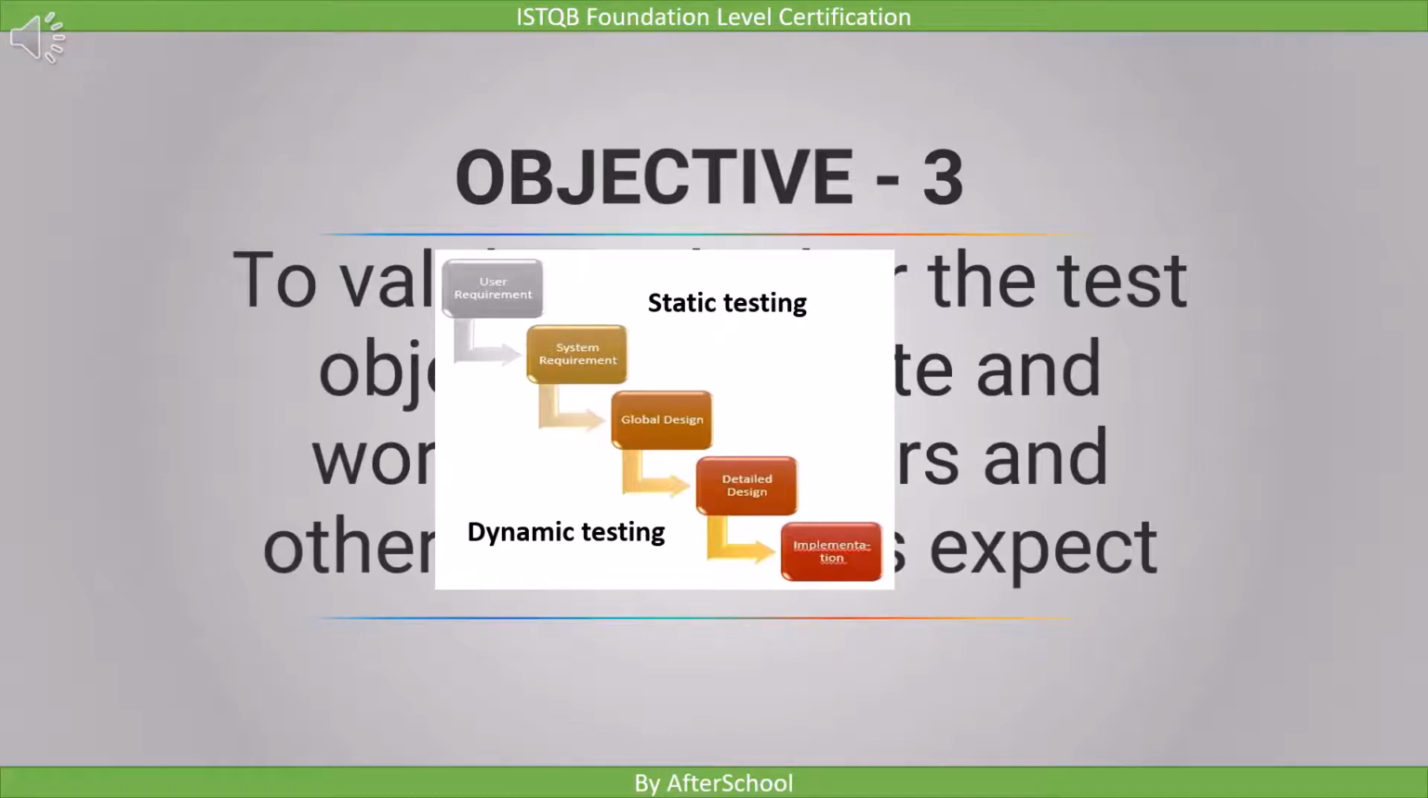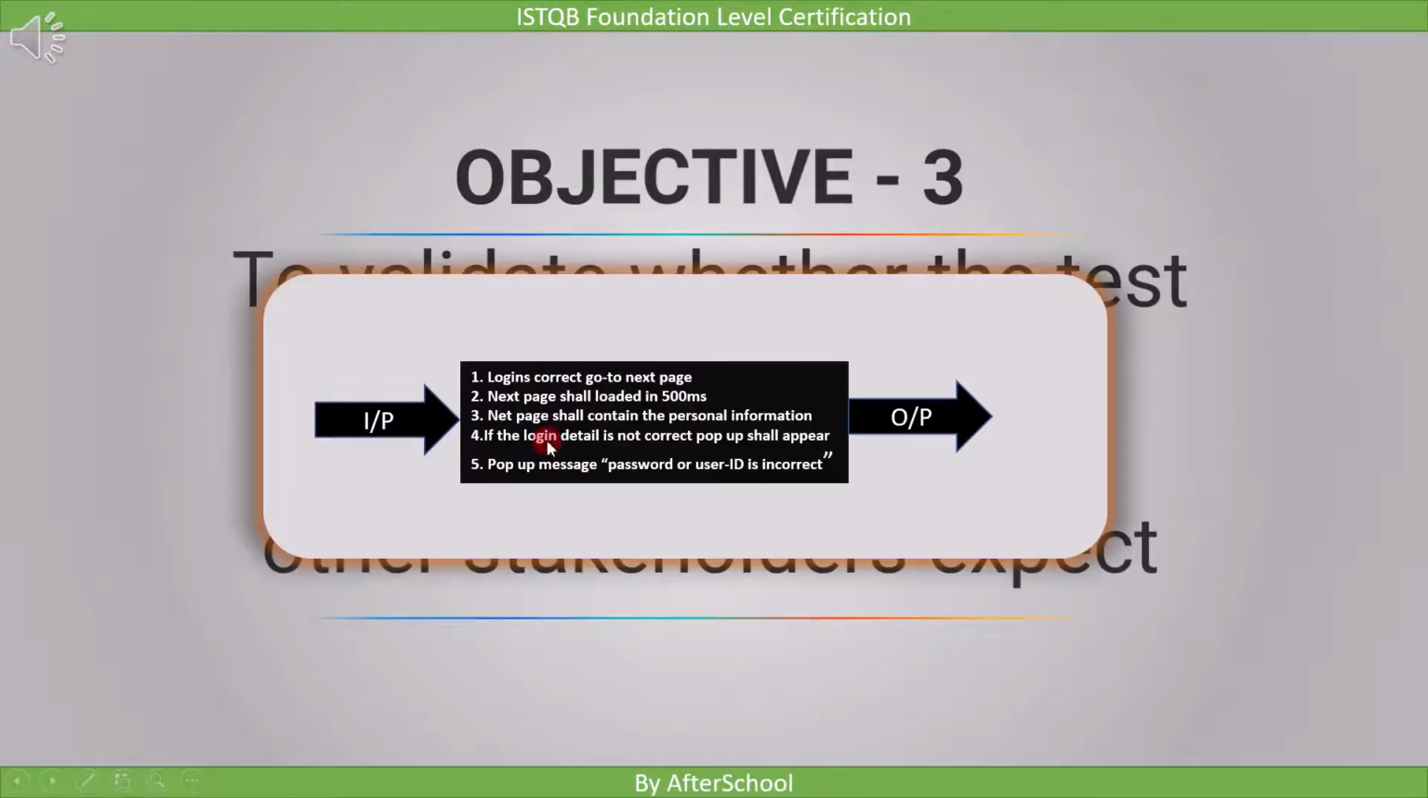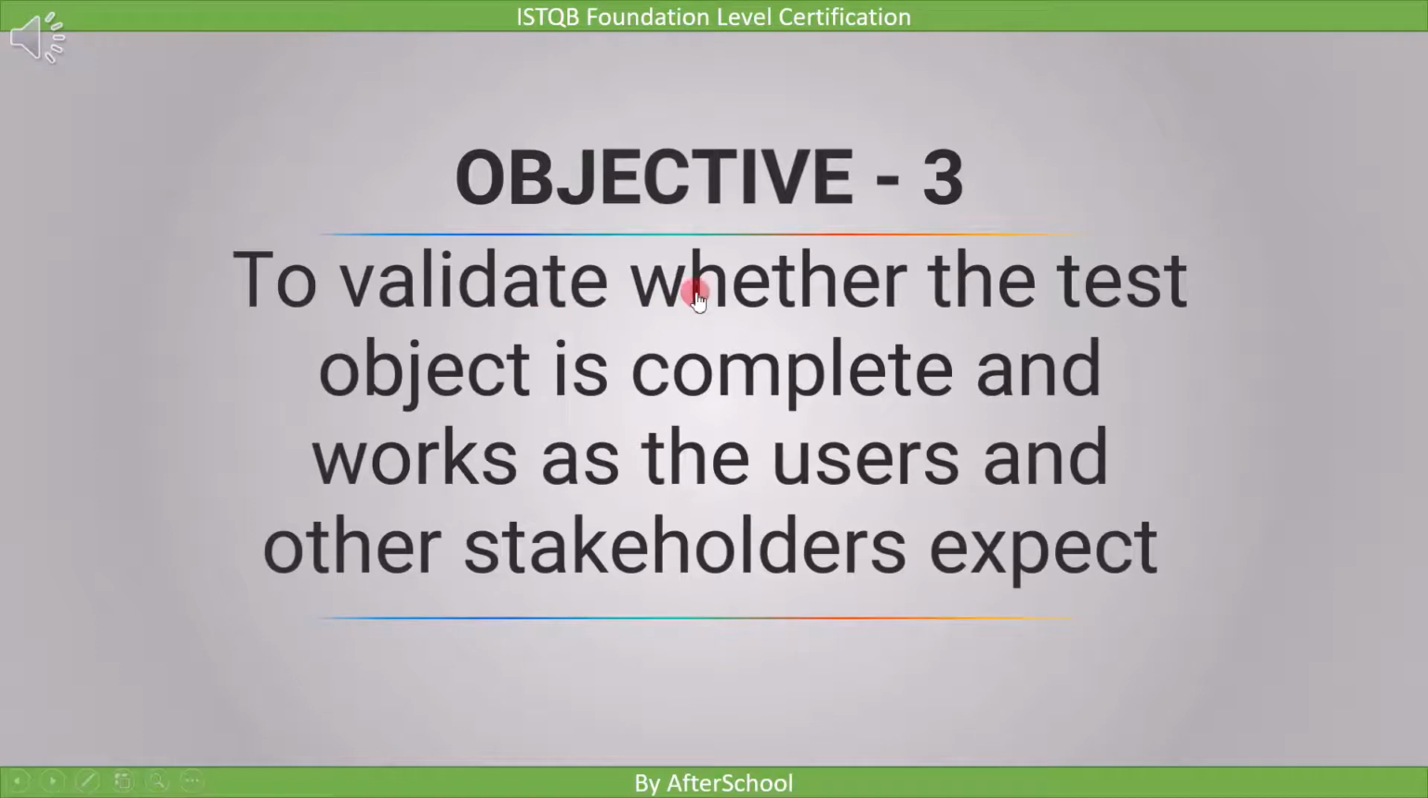Now let's continue with our example. As per third objective, we need to provide input to the test object and check the output if it fulfills the stakeholder's requirement. That means once the software is ready, we need to execute it to see if it's fulfilling the customer's requirement. Since here we are executing the code, this comes under validation. So third objective is to validate whether the test object is complete and works as the users and other stakeholders expect.